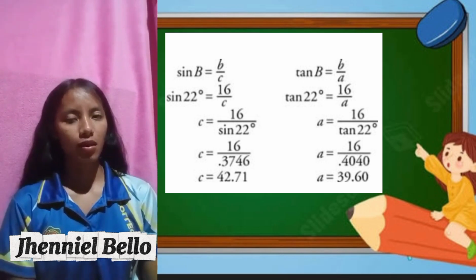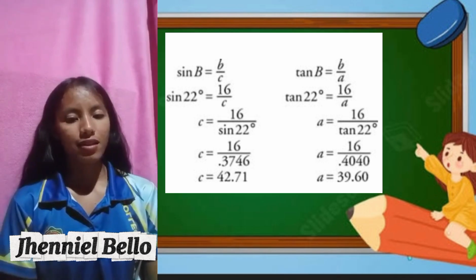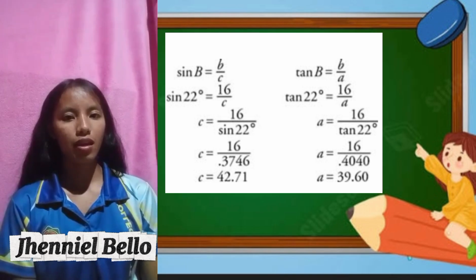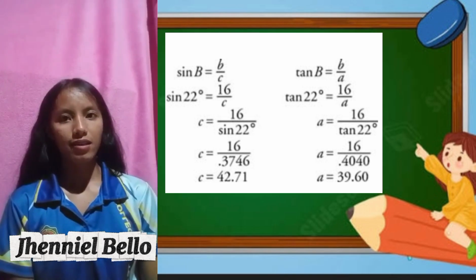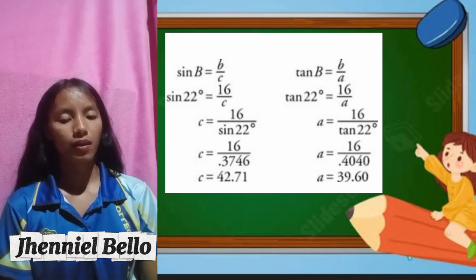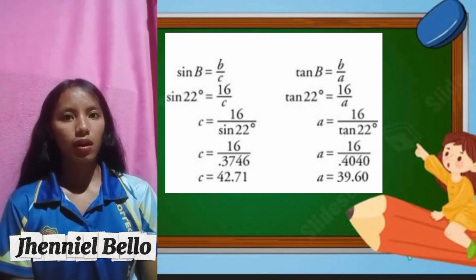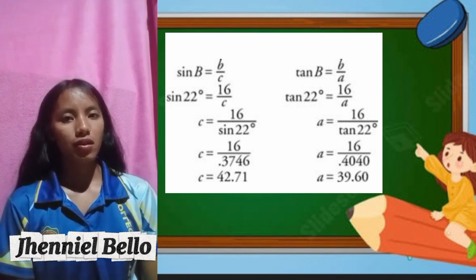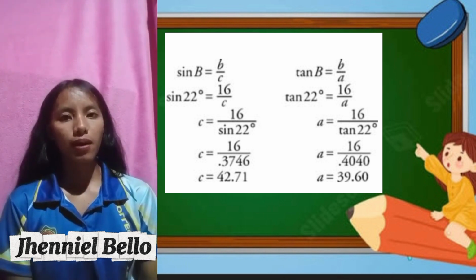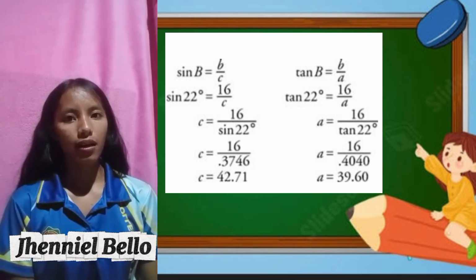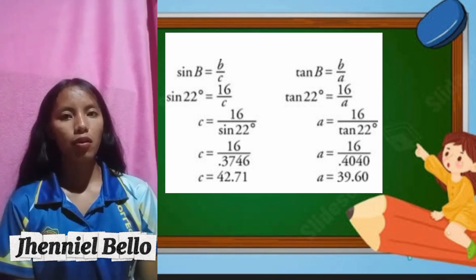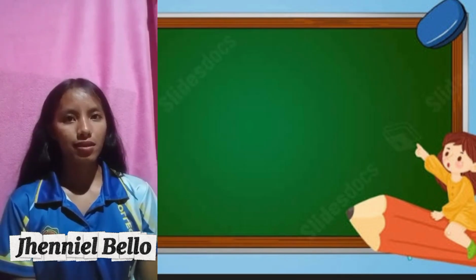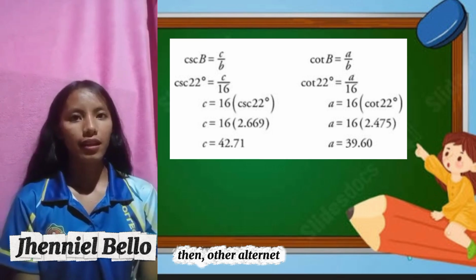Then let's proceed to tangent. So tan B is equal to b over a. Same process, tan 22 degrees is equal to 16 over a. So a is equal to 16 over tan 22 degrees, which is 16 over 0.4040. Then we divide 16 by 0.4040, so a is 39.60.